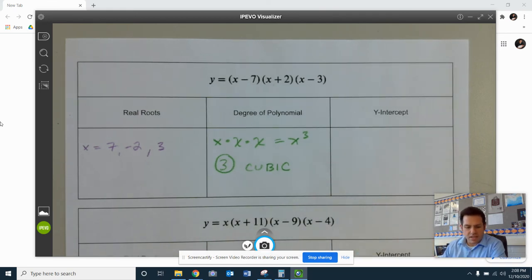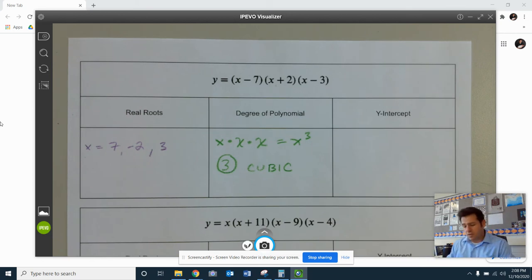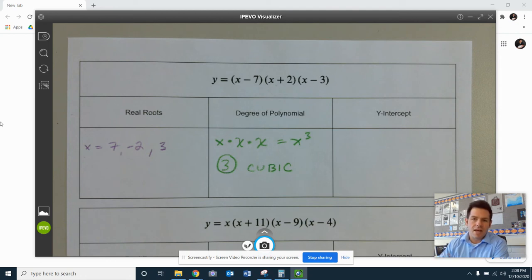Finally, the y-intercept, slightly different idea. We know what the y-intercept is. We know that's when our graph crosses the y-axis. But here, a shortcut to figure out what the y-intercept would be if we were to have to plot the point. So we know it'd be 0, comma something. What would that something be?